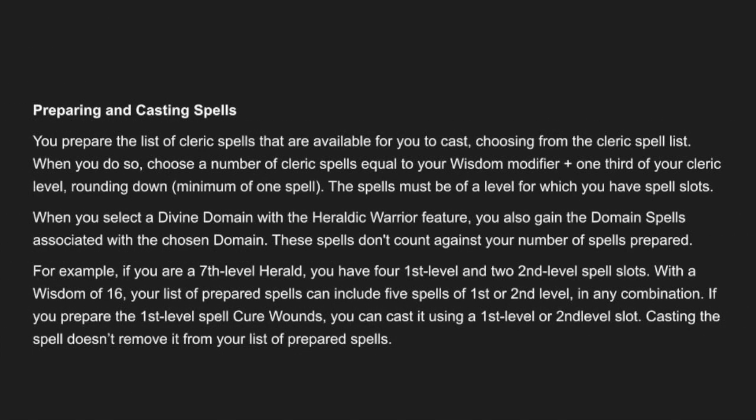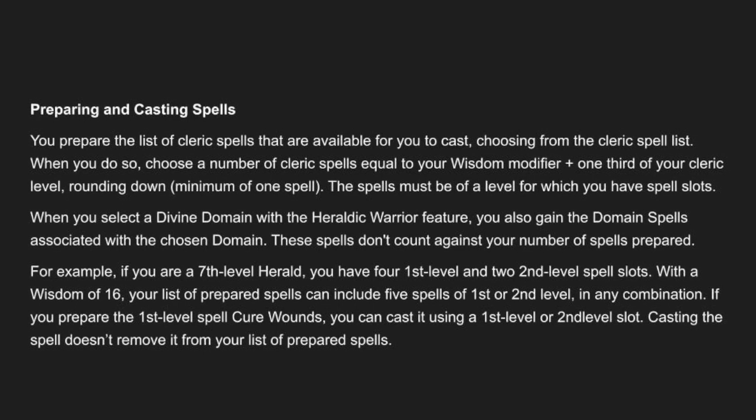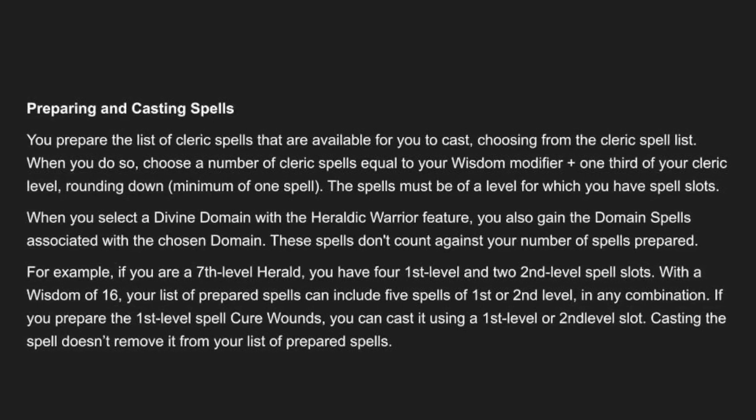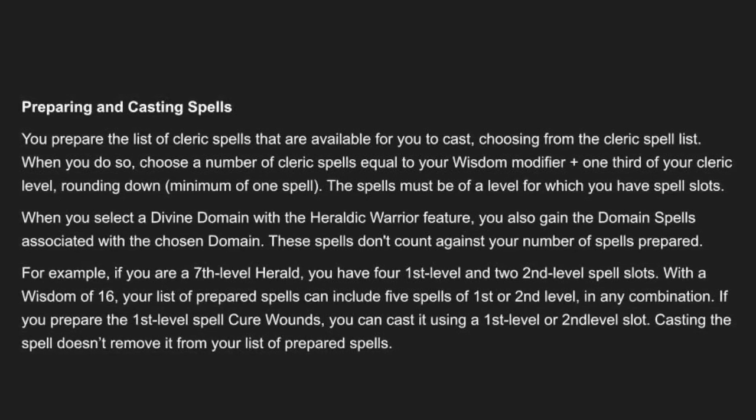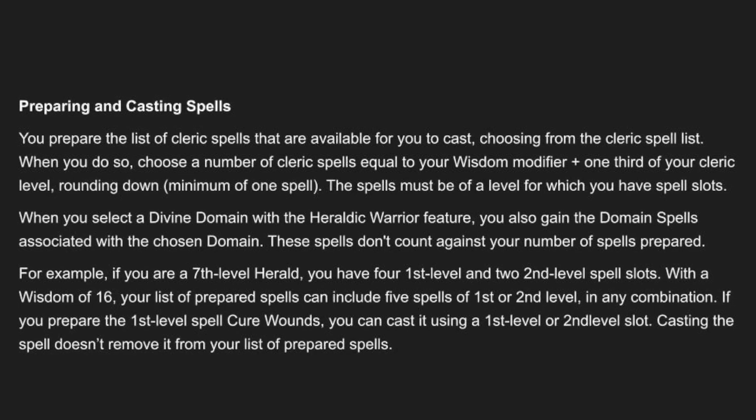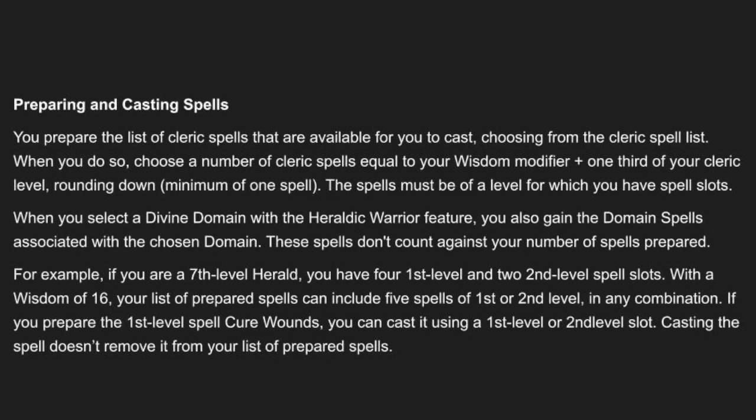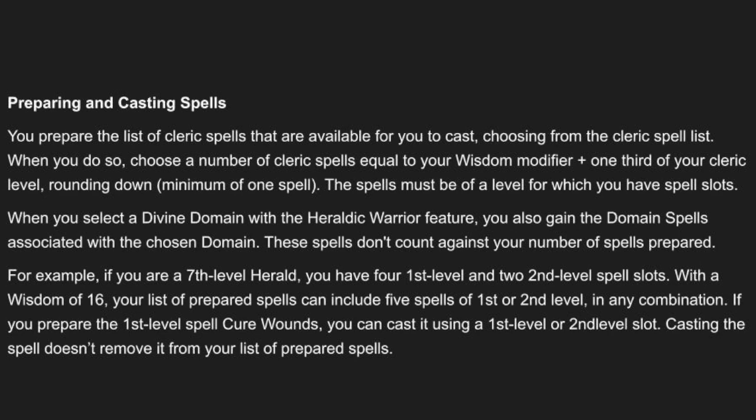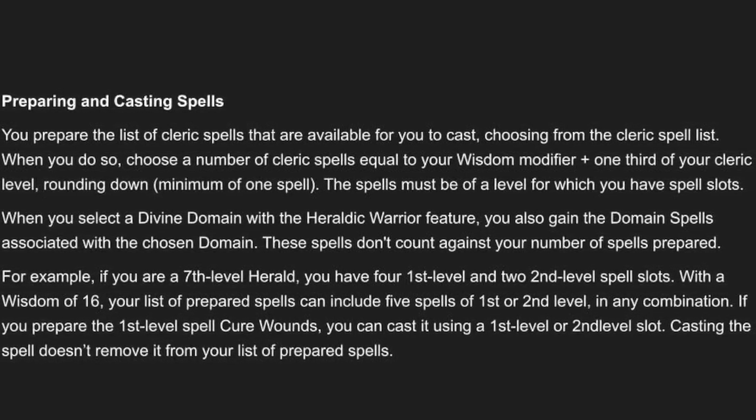Preparing and casting spells. You prepare the list of cleric spells that are available for you to cast, choosing from the cleric spell list. When you do so, choose a number of cleric spells equal to your wisdom modifier plus 1/3 of your cleric level, rounding down, probably 1/3 of your fighter level, I would think. A minimum of 1 spell. The spells must be of a level for which you have spell slots. When you select a divine domain with a Heraldic Warrior feature, you also gain the domain spells associated with the chosen domain. These spells don't count against your number of spells prepared.